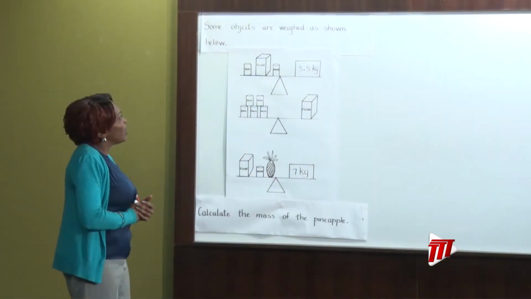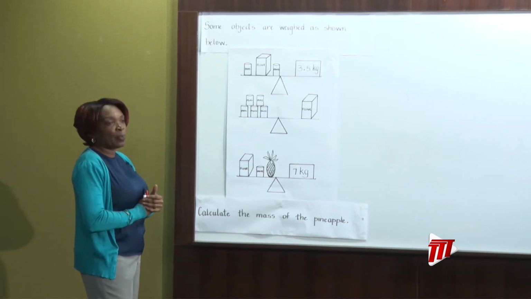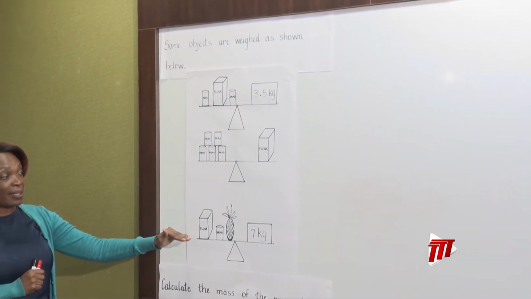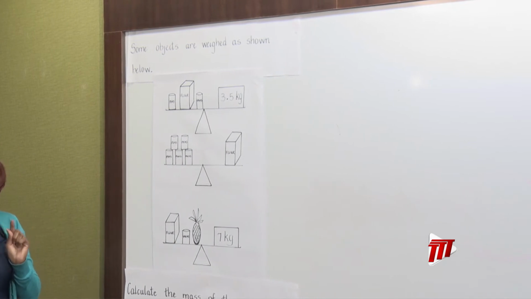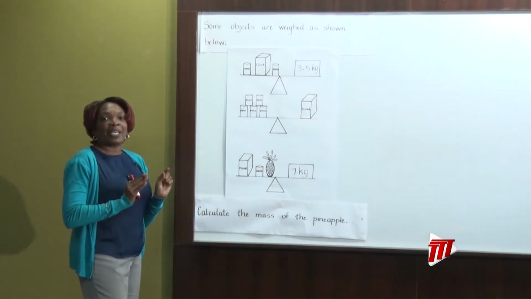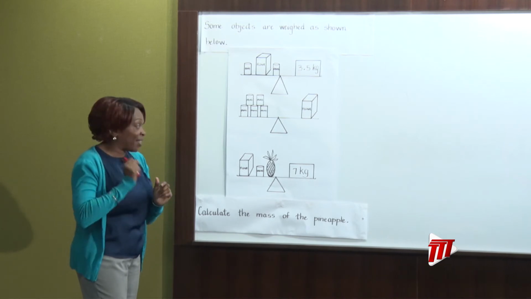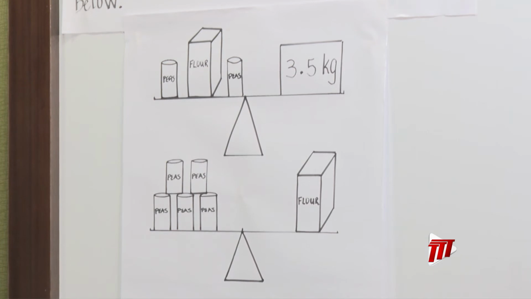All right, one more challenging question. Are you up to it? Let's try it now. Come with me now. Some objects are weighed as shown below. We have 3 different scales. Are you seeing that? But on each scale, we have identical items. So all the peas are identical, and the packs of flour are identical. Bear that in mind, because that is very, very important.